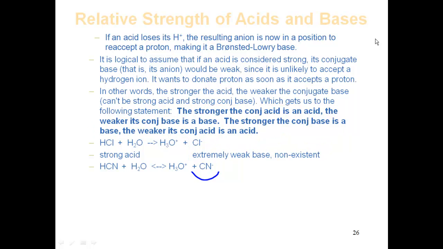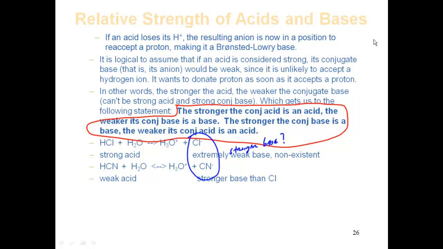What is HCN? That's a weak acid. If it's a weak acid, then what kind of strength do we think CN minus is going to be as a base? Well, it's going to be some moderate strength base. So looking at this information, we said the stronger the acid, the weaker its conjugate base. Since HCl is a strong acid and HCN is a weak acid, that would tell me then that CN minus, the cyanide ion, is a stronger base than Cl minus, based on that statement above.